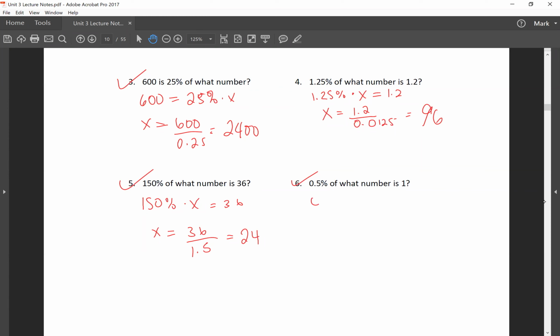Okay. So 0.5% of what number is 1? Ooh, this one's interesting. So 1 over, again, I'm dividing by 100, so this would be 0.005. Okay, so this should be like 5%, I guess. Or sorry, way bigger, 200. So 0.5% of 200 is 1.